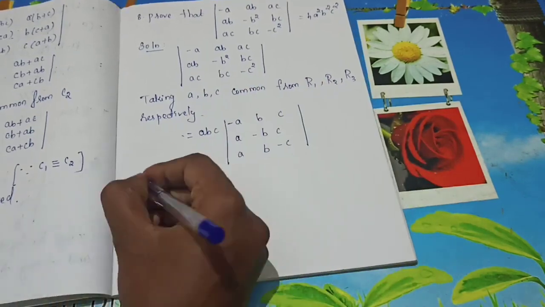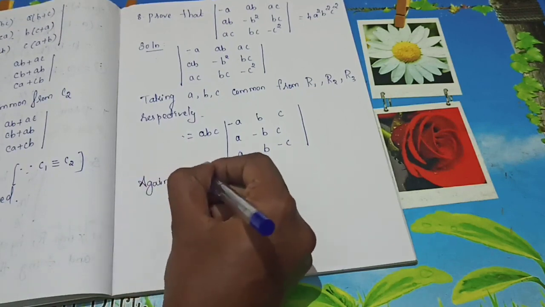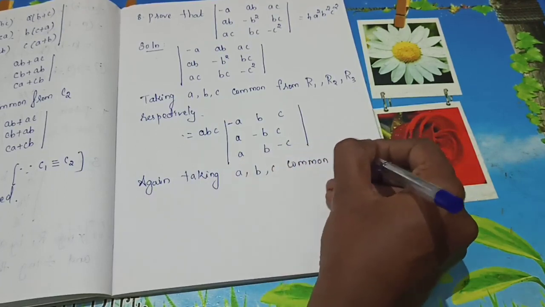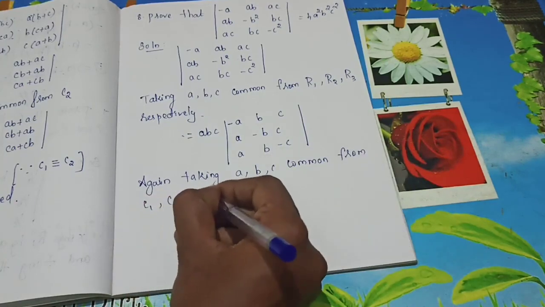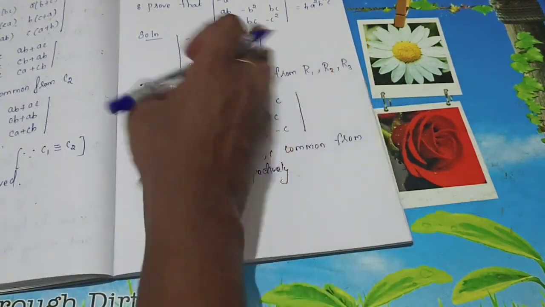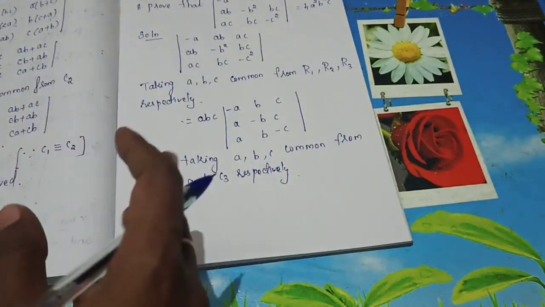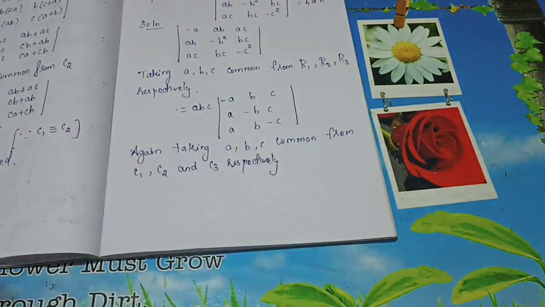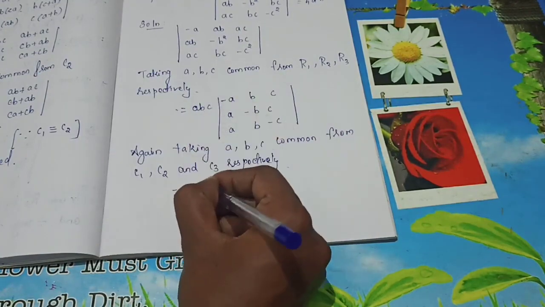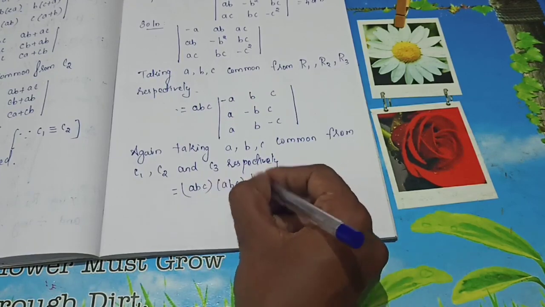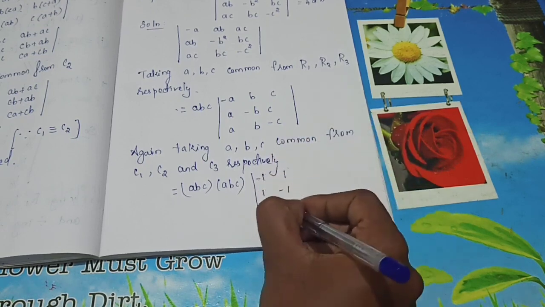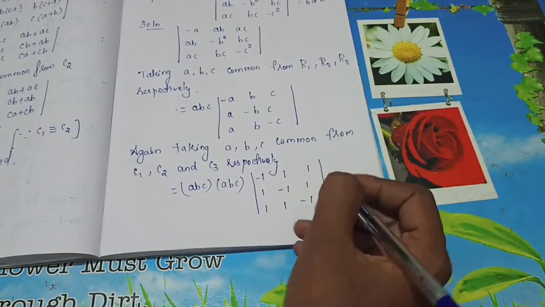Then next, what we are going to do is again take A, B, C common from C1, C2 and C3 respectively. First I took A, B, C outside from R1, R2, R3. Next I am going to take them column-wise. The first column has A common, the second column has B common, the third column has C common. Already A, B, C is there outside, is it right? So if I multiply again, A, B, C will come. So what's the balance? Minus 1, 1, 1. Then 1, minus 1, 1. Then 1, 1, minus 1. Correct? Now I got it.